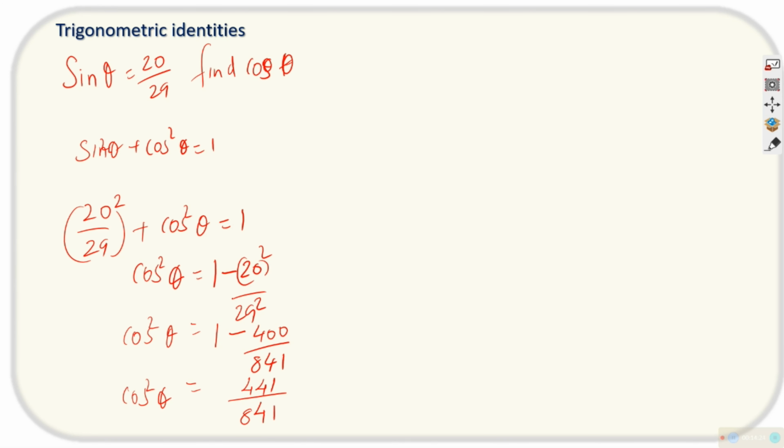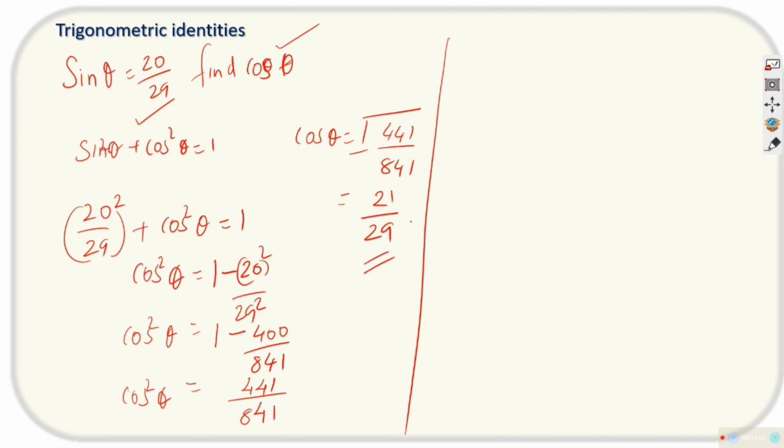That means the square root of that will be cos theta. Cos theta is what is asked, correct? So cos theta will be equal to the square root of 441 upon 841, correct? 441 is having a square root 21, and luckily this one is having a square root 29. So you got the answer. So we applied the newly developed identity here.